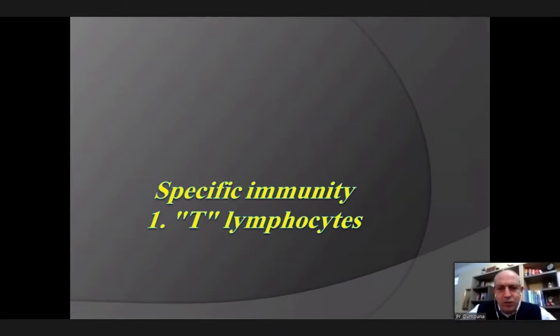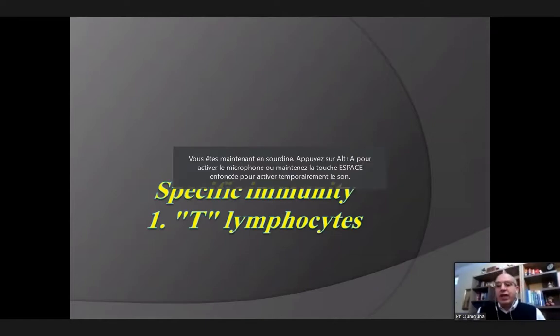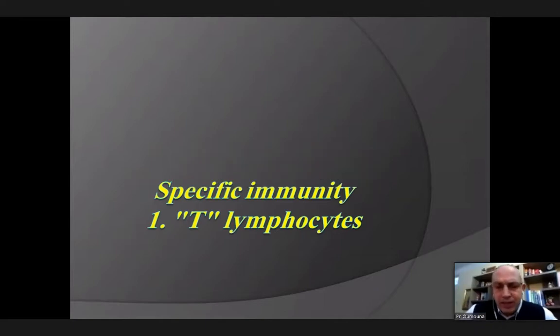Now we'll continue with our specific immunity and enter chapter 1, T lymphocytes. We will talk about the selection of lymphocytes, the role of lymphocytes, differentiation of lymphocytes, and what kind of lymphocytes we have. And then we will move to the final chapter next time with the B lymphocyte.